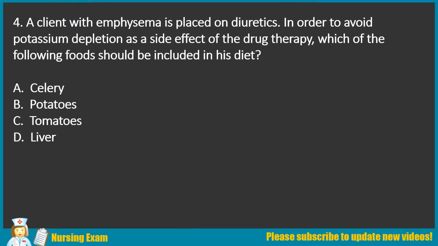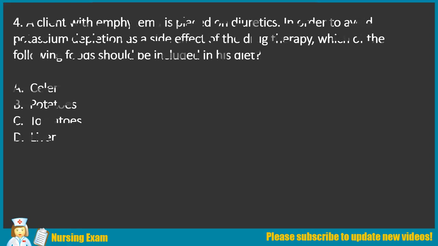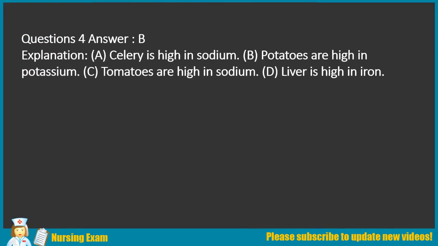Question 4. A client with emphysema is placed on diuretics. In order to avoid potassium depletion as a side effect of the drug therapy, which of the following foods should be included in his diet? A. Celery. B. Potatoes. C. Tomatoes. D. Liver. Question 4 Answer: B. Explanation. A. Celery is high in sodium. B. Potatoes are high in potassium. C. Tomatoes are high in sodium. D. Liver is high in iron.